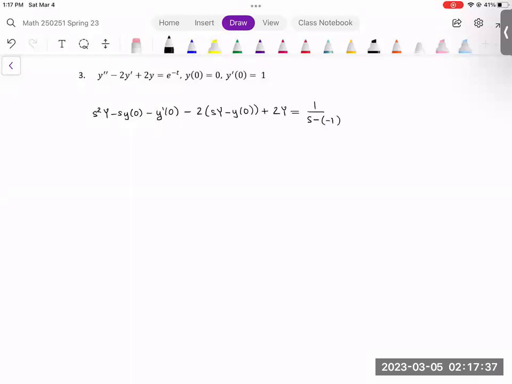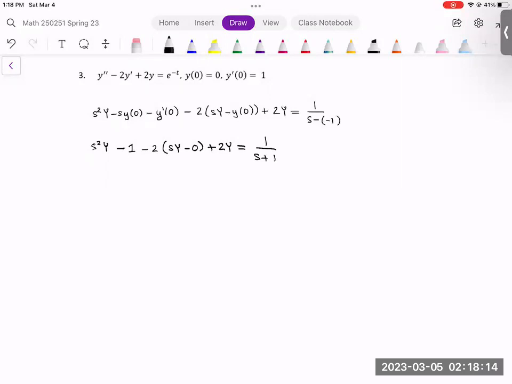Next up, we are going to fill in these pieces that we see. Okay, so we're plugging in the y value at 0, the derivative at 0 as well. So that's s squared Y minus 1 minus 2 times s capital Y minus 0 plus 2 times Y is equal to 1 over s plus 1.